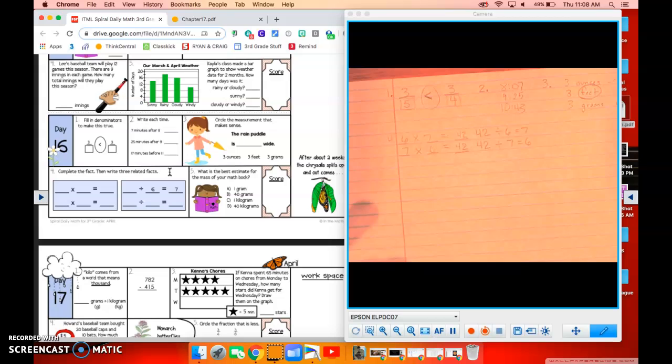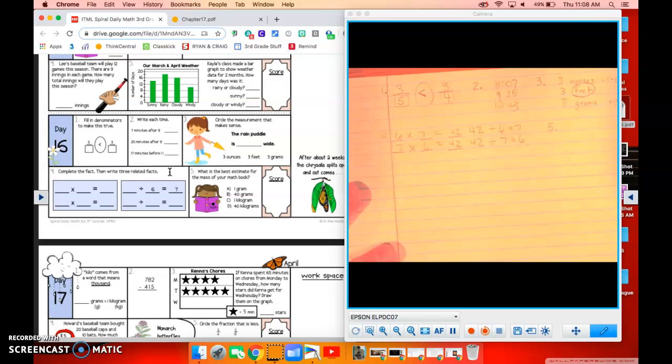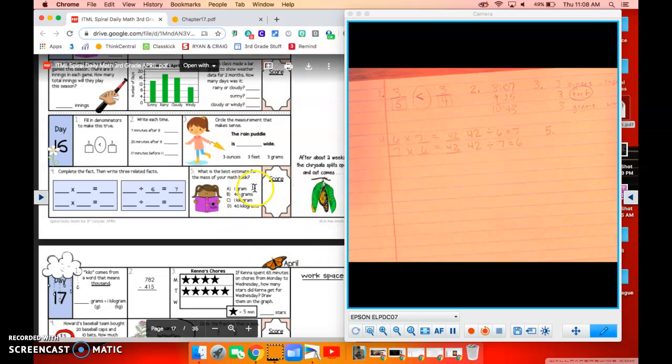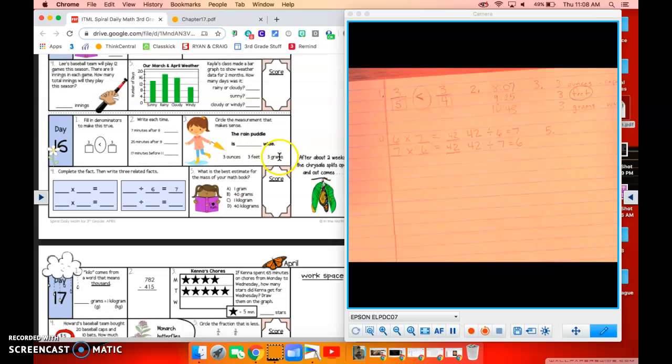All right, number 5. Some more measurement stuff. What is the best estimate for the mass of your math book? So just a hint on this one. We know the mass of the math book means how much it weighs, right? So right away, we're thinking grams, kilograms. So if we had grams up here and we circled that, we could probably then look back at this and say, oh, wait a minute.